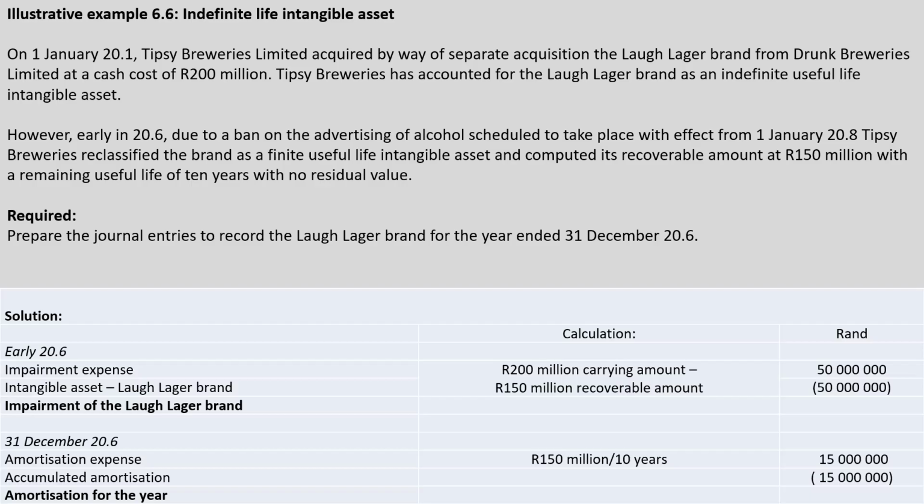So we're going to debit amortization, statement of profit or loss, because it's an increase in an expense. And we're going to credit accumulated amortization in our statement of financial position, right? So that's also a decrease to the carrying amount of the intangible asset. And the amount is our recoverable amount, or the amount that the asset is worth now, divided by the remaining useful life of that asset, which in this case is 10 years. So we get 15 million as our amortization for the period.